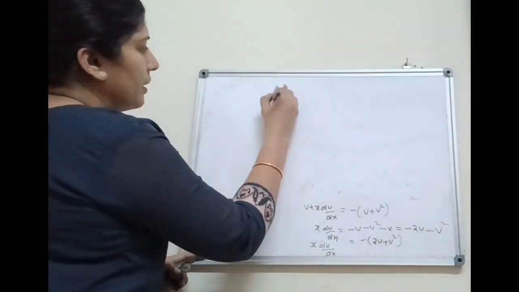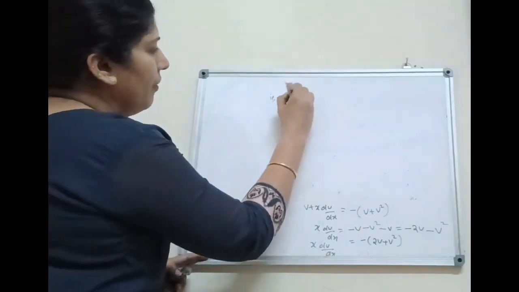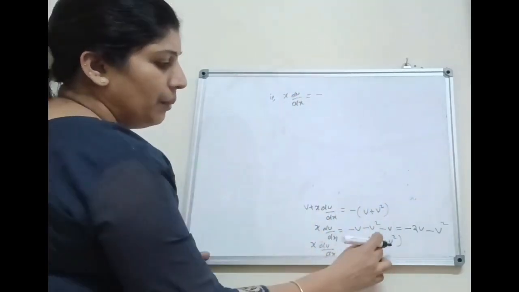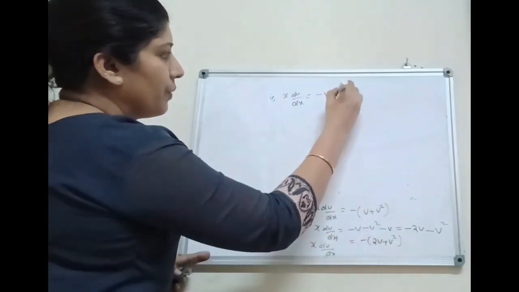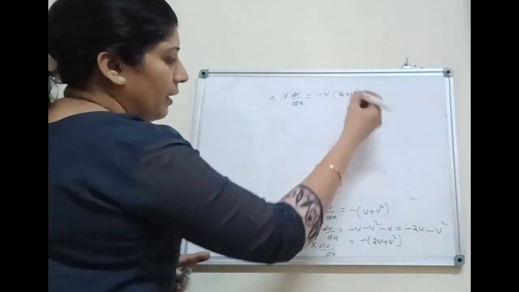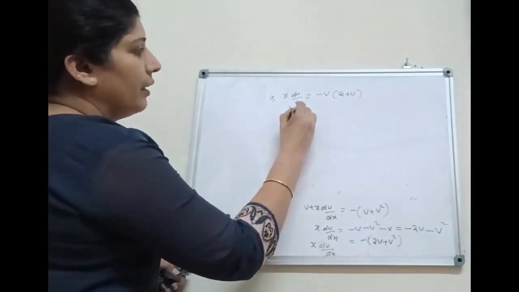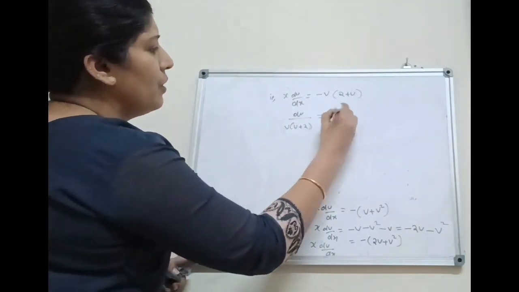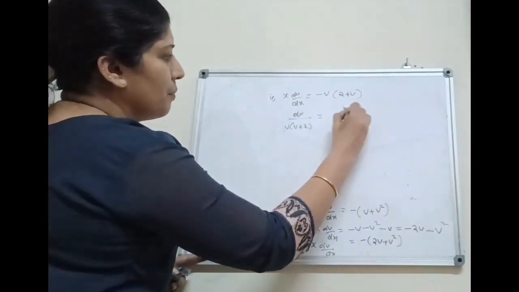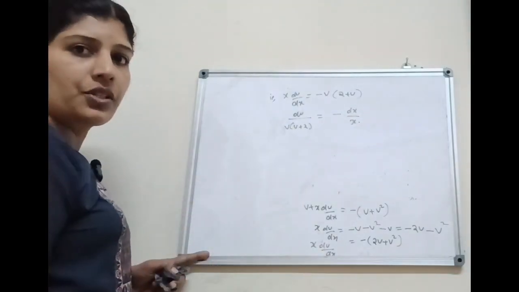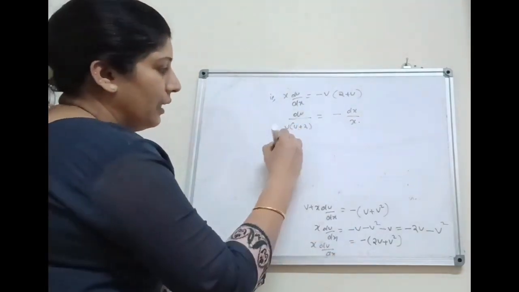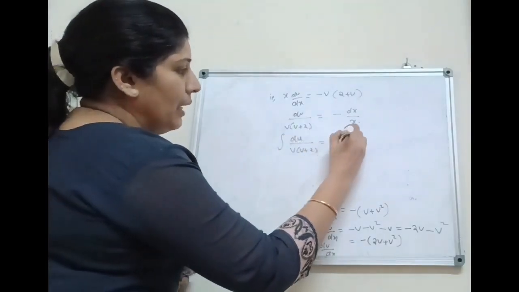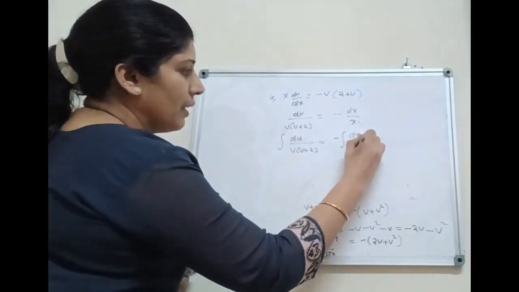That is x into dv by dx equal to, taking minus v outside, minus v into 2 plus v. Therefore, dv by v into v plus 2 equal to minus dx by x. Next, we have to integrate on both sides. Therefore, integral dv by v into v plus 2 equal to minus integral dx by x.